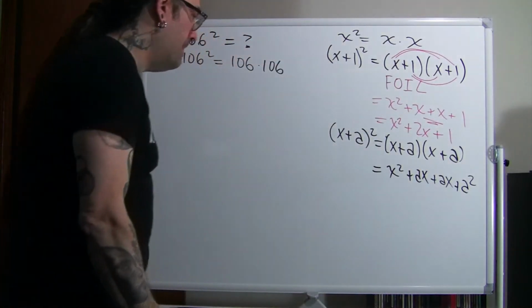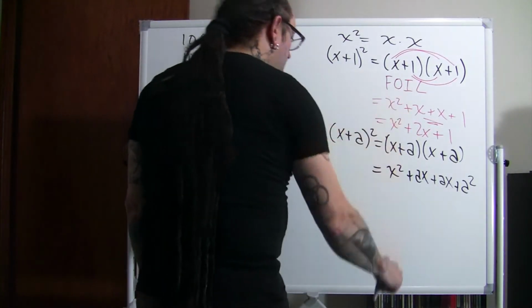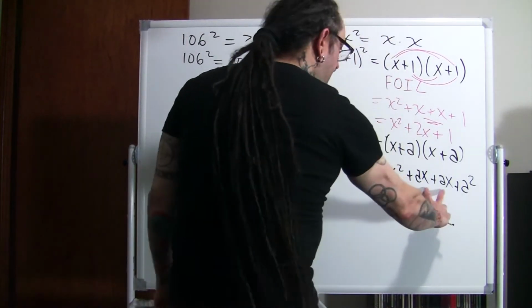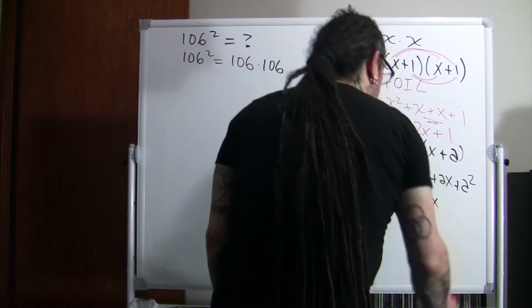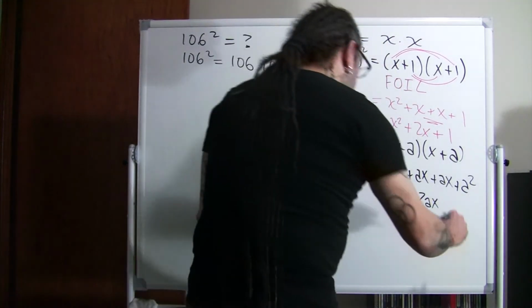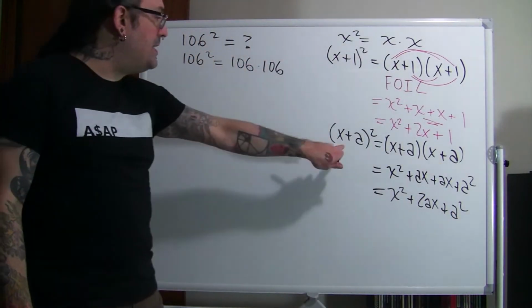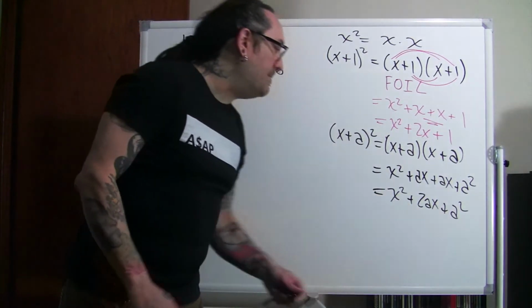Okay, and then let's simplify this in the same way that we did this one. We still have x squared. He has no friends. ax plus ax is 2ax. And then the last one, a squared, doesn't have any friends either. So there we go. So the very general thing, something plus something, turns out to be this.